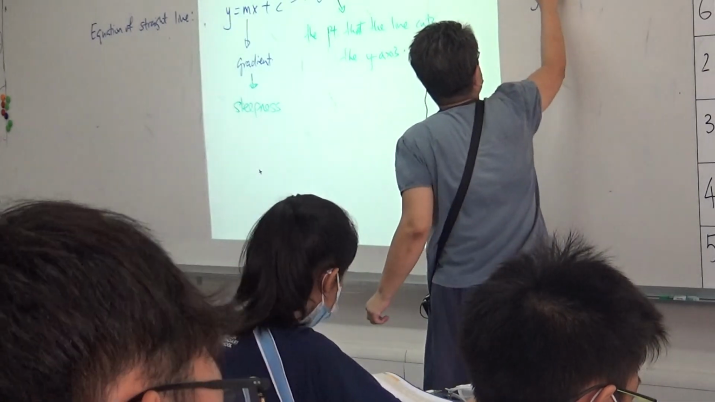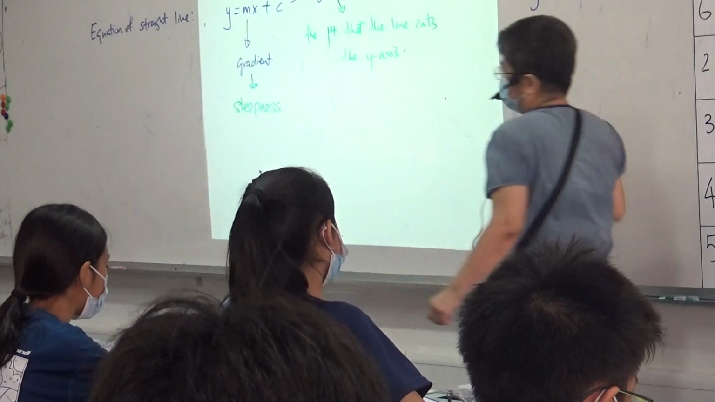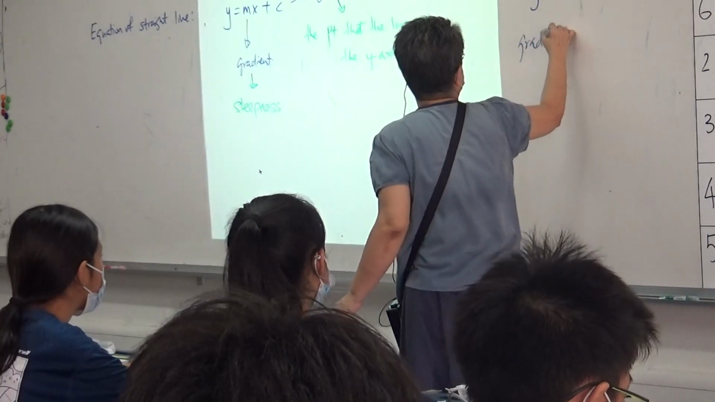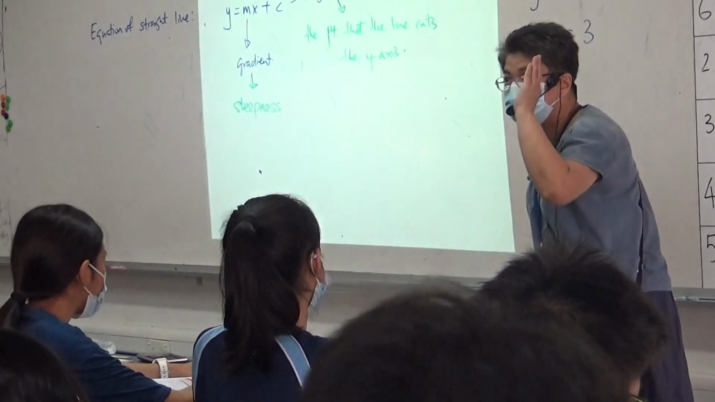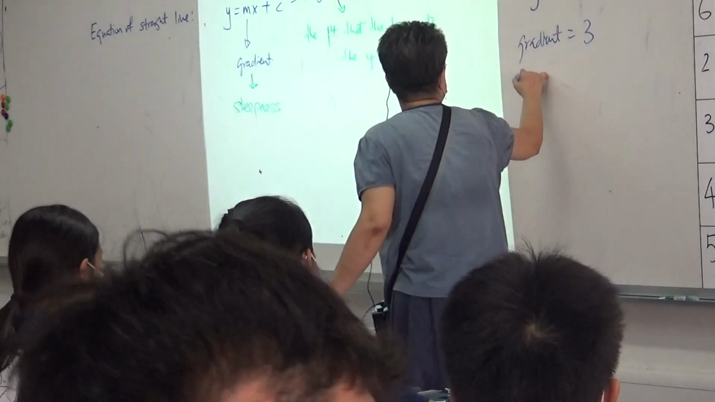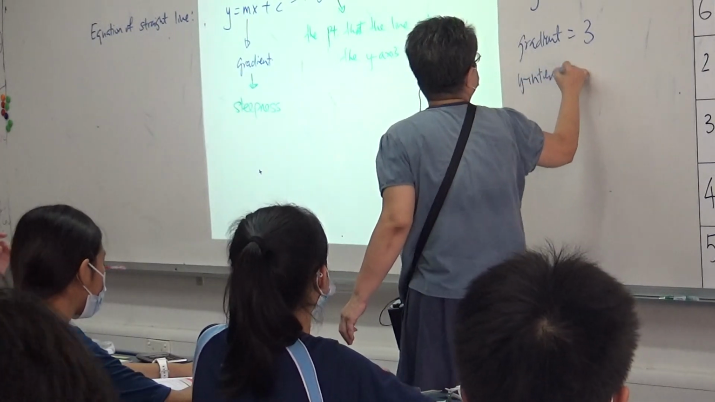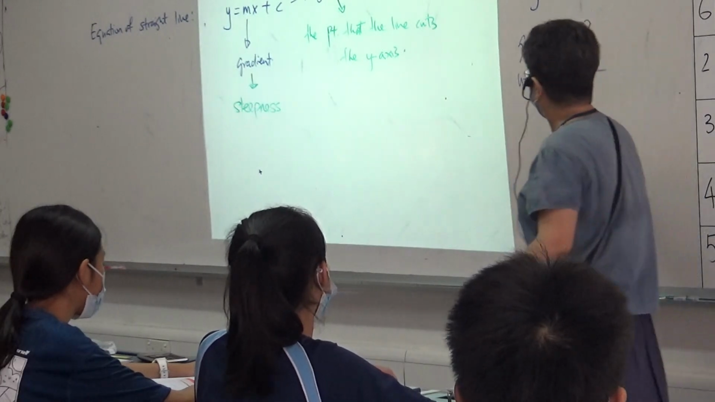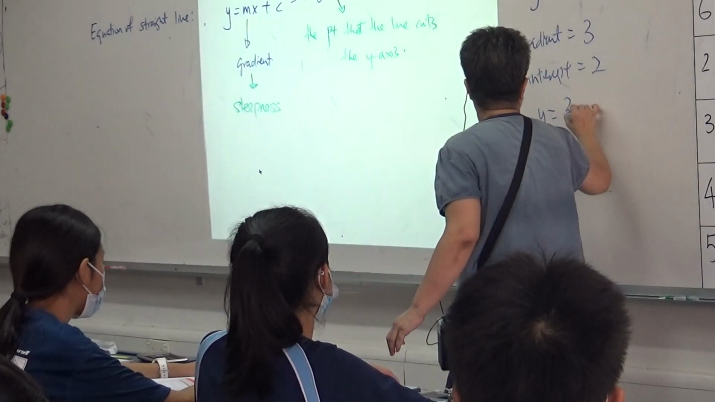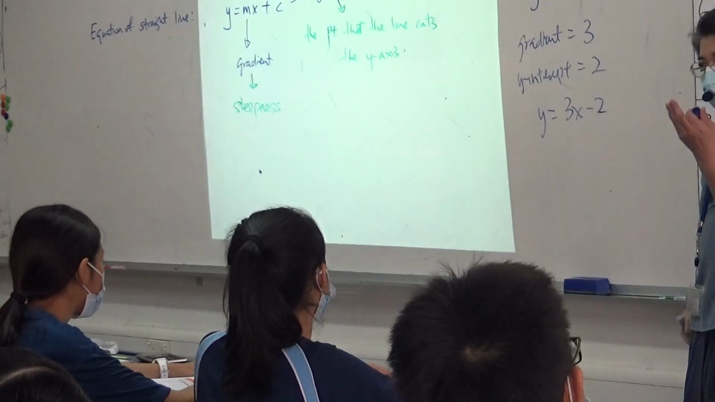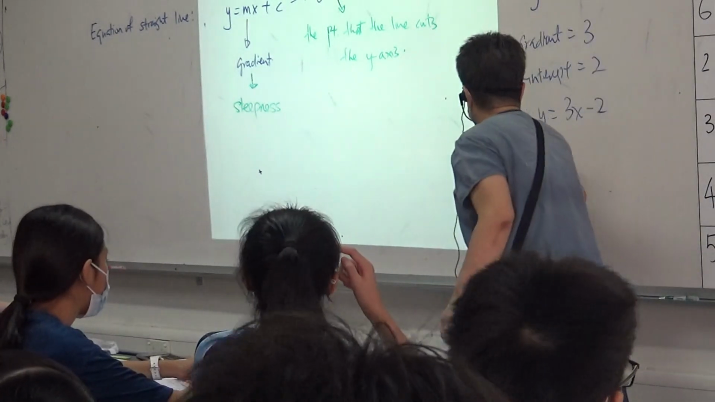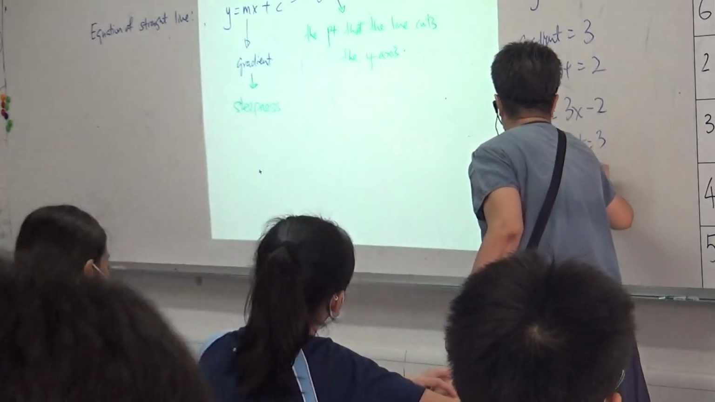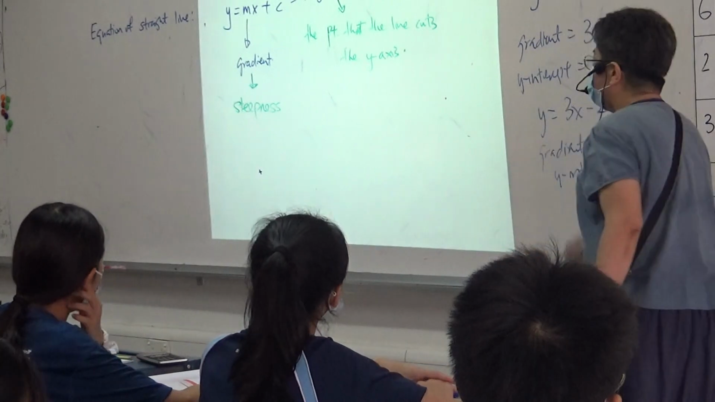If I have y = 3x + 2, what is my gradient? Gradient is a number, it's just 3. What is my y-intercept? It is 2. Understand? Now, what if I have another equation? What is my gradient? Very good. What is my y-intercept? Yes, it's -2.